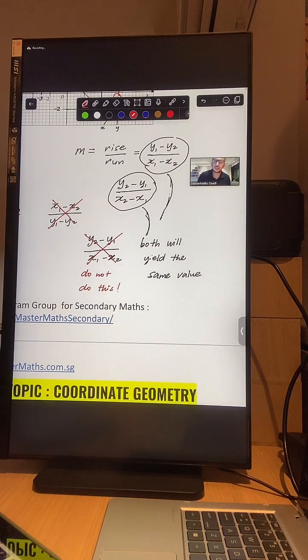These are the common misconceptions or careless mistakes that we find when we're teaching coordinate geometry to students. Sometimes their gradient is wrong. Why? Because they have not memorized the formula. Their formula is wrong. So the formula again: y1 minus y2 over x1 minus x2, or y2 minus y1 over x2 minus x1. Either one is fine. Remember, rise over run.